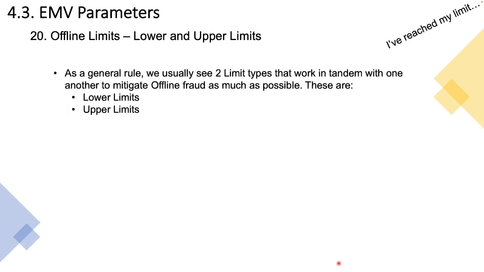Okay, so as a general rule, we usually see 2 limit types that work in tandem with one another to mitigate offline fraud as much as possible. Okay, these are your lower limits and your upper limits. Limits usually govern 2 aspects of offline spend of your card. Okay, and it's important to understand the difference here.